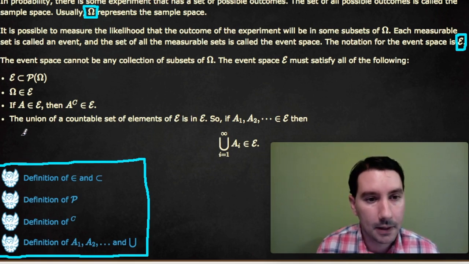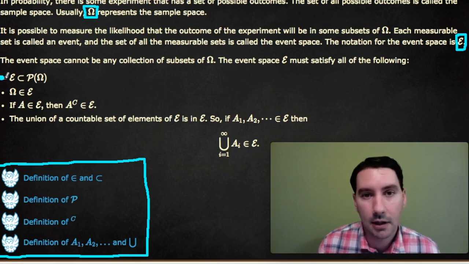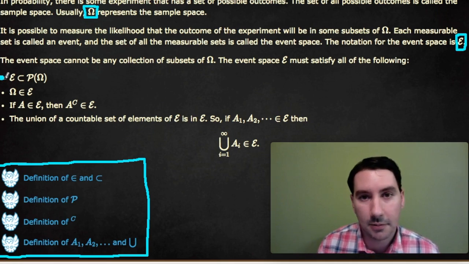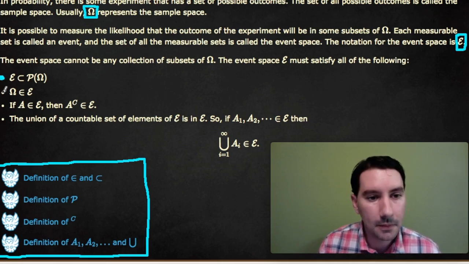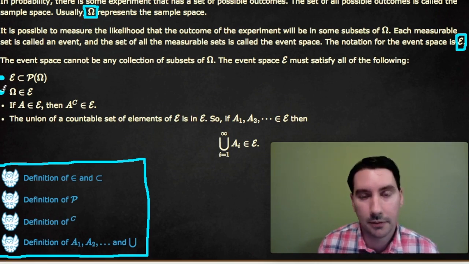So if there's any particular thing you're not familiar with, you can go directly to that lesson and learn about that. So first of all, the event space is a subset of the power set of the sample space, just meaning that every event is a subset of the sample space. The entire sample space is an event itself. So we always know that the sample space does occur because it's all possible outcomes. So if we run an experiment, we get one of the possible outcomes.